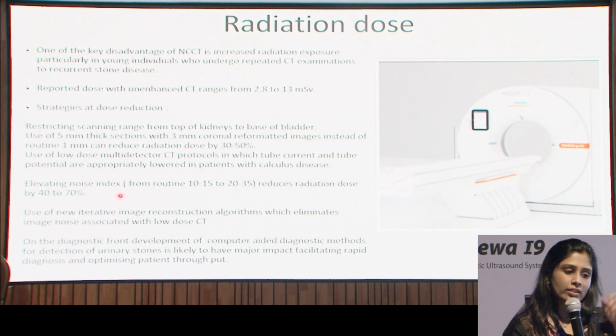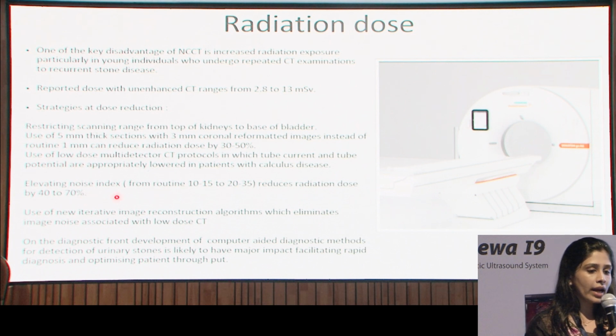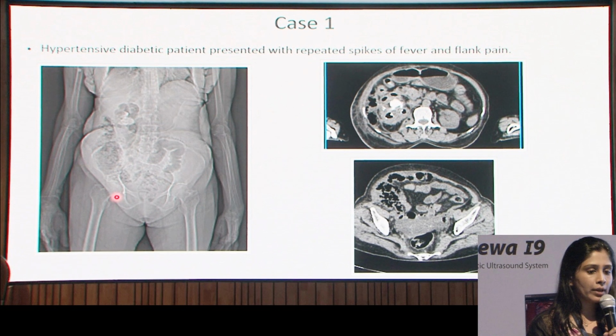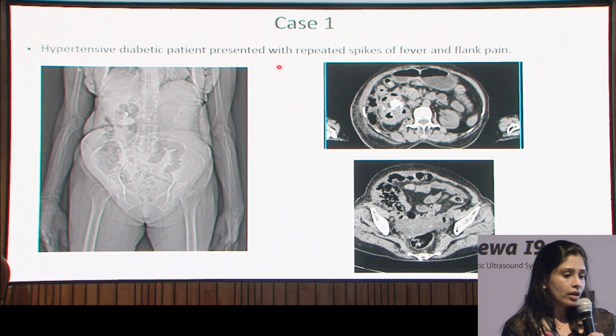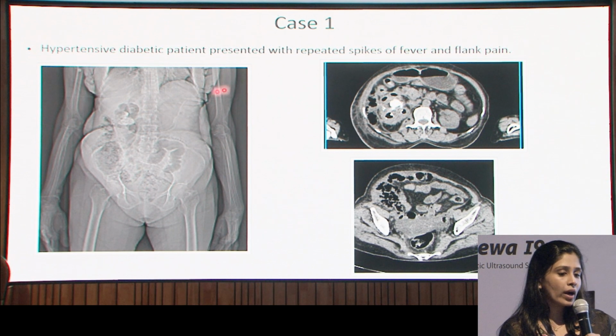So coming to a few interesting cases. First case, there was a hypertensive diabetic patient with repeated spikes of fever and flank pain. Here we see mottled gas appearance in the renal fossa, which is further extending down into the renal pelvis. On NCCT, we notice a large staghorn calculus with multiple air foci in the renal parenchyma and also in the paracolic gutter, extending down into the anterior abdominal wall as well.